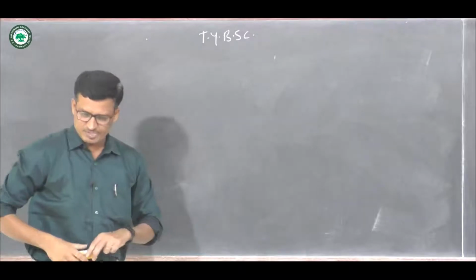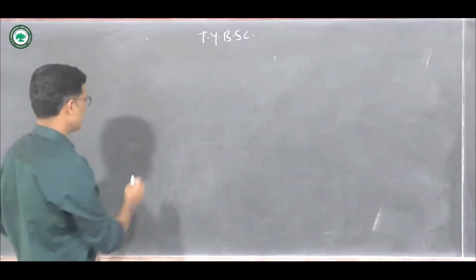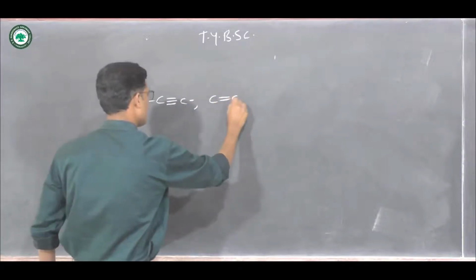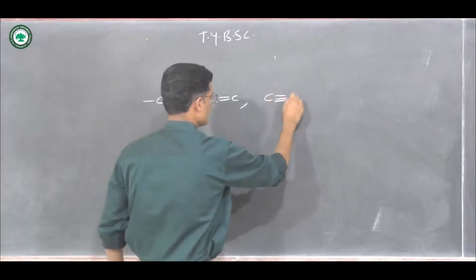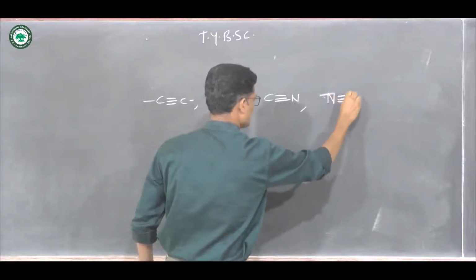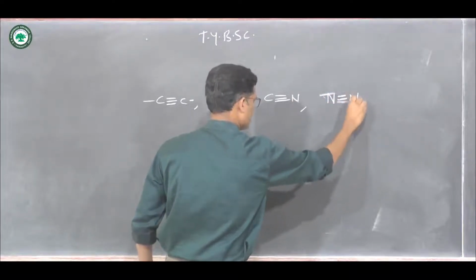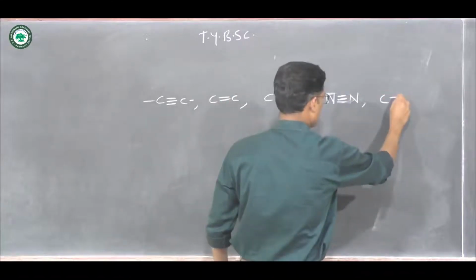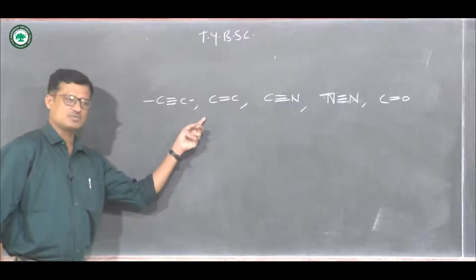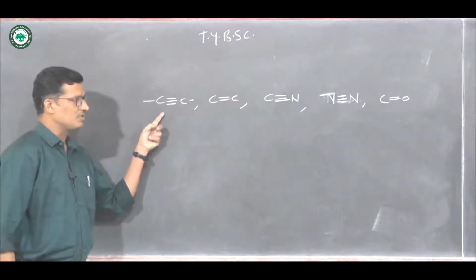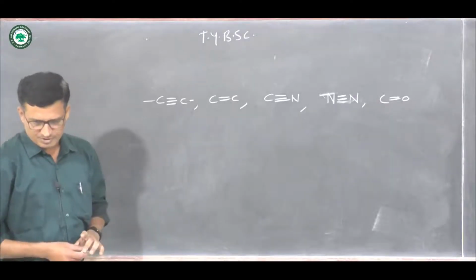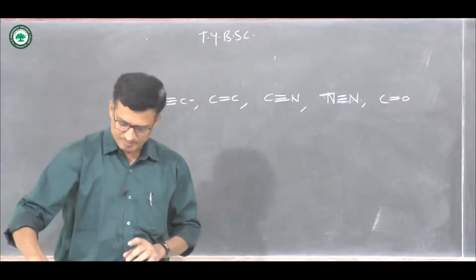So when you take different examples, we take a carbon-carbon triple bond, a carbon-carbon double bond, a carbon-nitrogen triple bond, a nitrogen-nitrogen double bond, or a carbon-oxygen double bond. All are unsaturated compounds, and these unsaturated compounds give the characteristic addition reaction. So that is the important point.